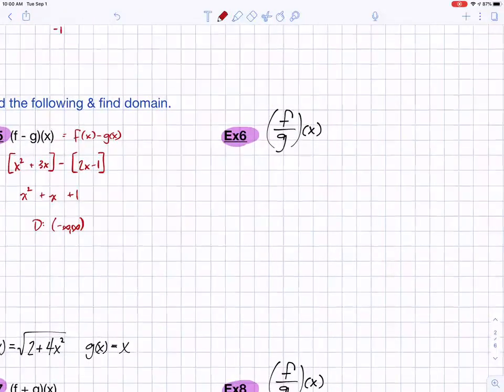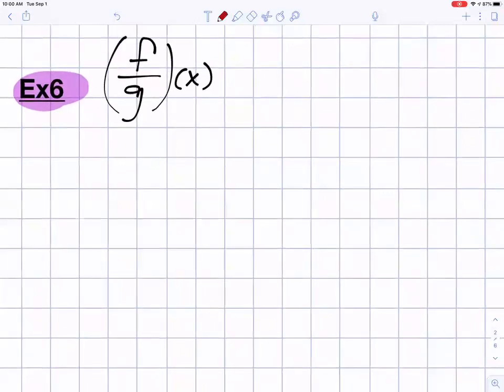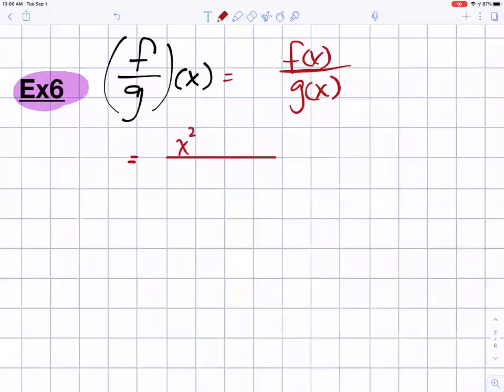Typically. All right, so on number 6, what's the better way to write number 6 according to the video I gave you? Okay, so f of x divided by g of x. Okay, do you know what f of x is? Okay, so let's put that up on top. So we got up on top, x squared, was it plus 3x? Okay, there's my f of x. And what goes on bottom? 2x minus 1.